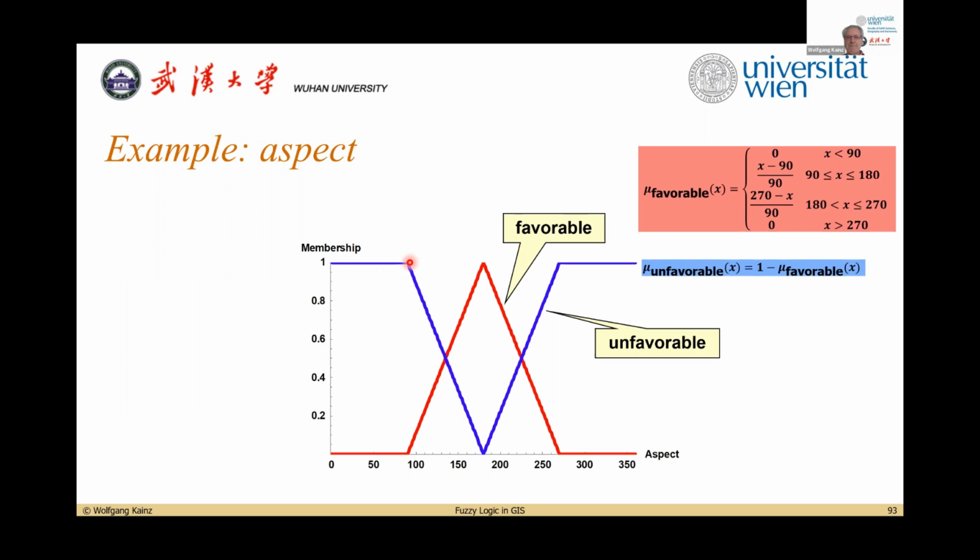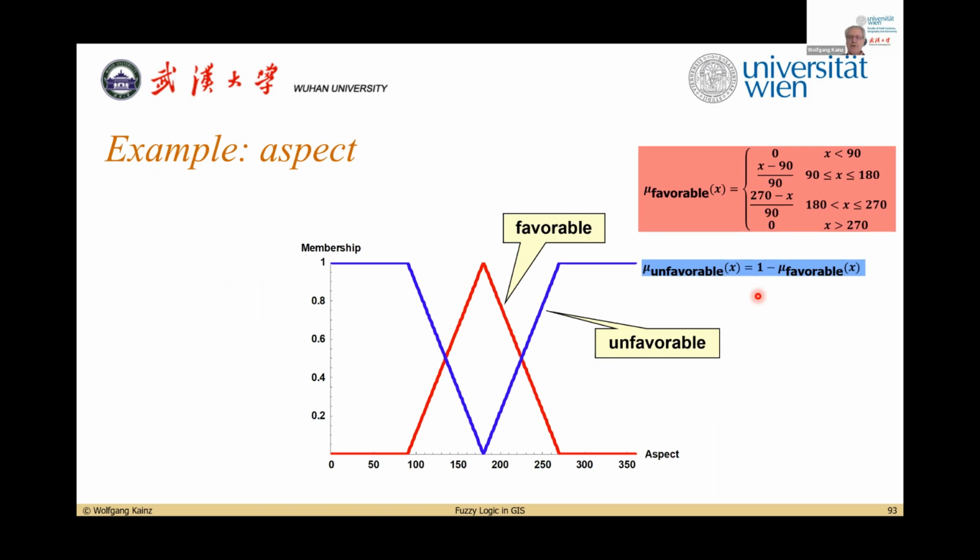Sorry, I should look at the red line here. From north to east, it's definitely not favorable. Then it increases, and at 180 degrees, meaning at due south, it becomes 1. And then it decreases again until west, which is 270 degrees. And from there on, it stays 0, meaning definitely not favorable. And unfavorable I define as the complement of favorable, meaning 1 minus the membership values for favorable.